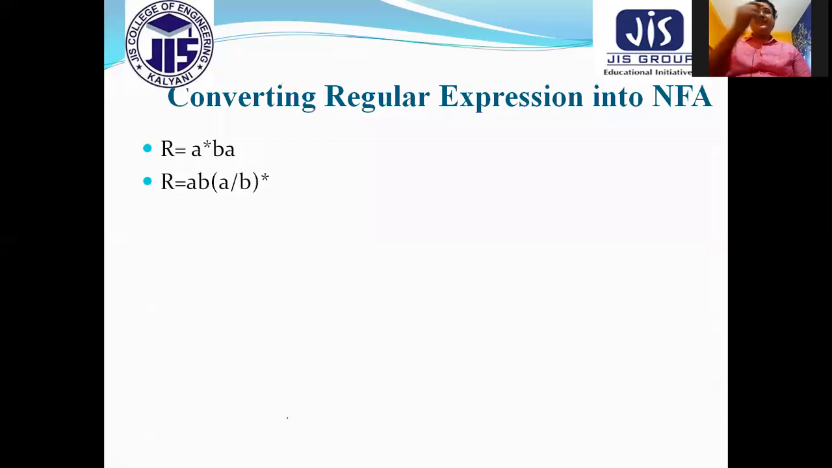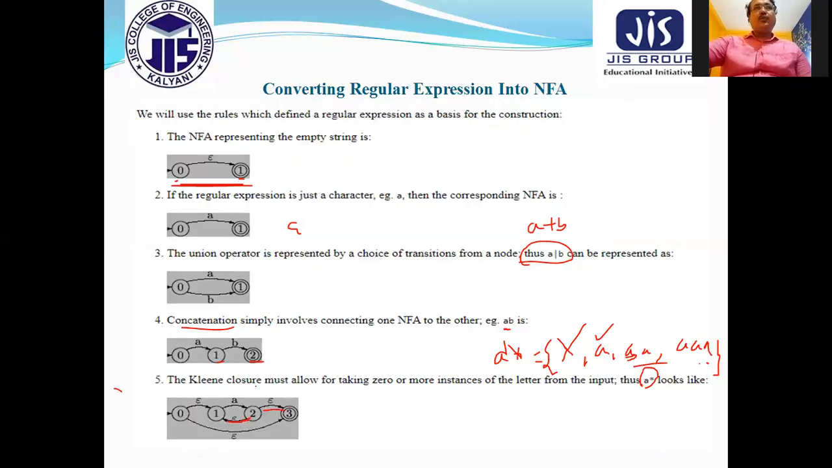Now you can see this is one type of regular expression. I can solve the first one, and the second one you can take as an assignment, because here A star B A is given. How can you convert? Here we know the A star value, and we know the B or A or AB value, but how can we combine these two?